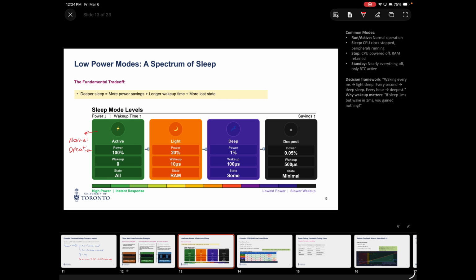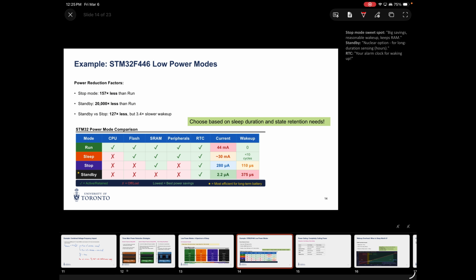So yes, the sleep mode is that you're going to reduce some of the functionalities, and that way you're going to reduce the power consumption, but at the same time it will increase the wake-up time. This trade-off is what introduced us to understanding the different power consumption and different wake-up time that you would require in different sleep modes.